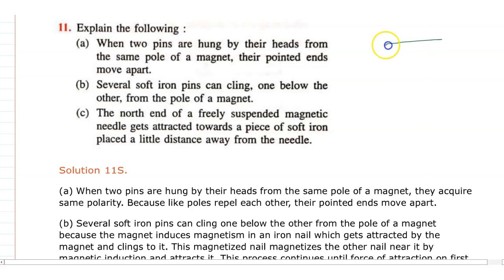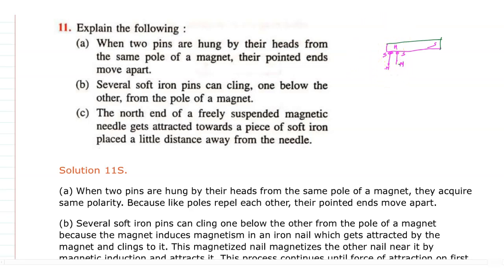Yes, it's telling that if this is a bar magnet and two nails are hung by them, then these two nails have the same pole of the magnet. When two pins hung by the magnet by their head have the same pole of magnet, their points move apart. Suppose this is the north pole, then a south pole is created in the nails near the north pole, and a north pole is created at the further point of the nails. Then these two north poles repel each other.